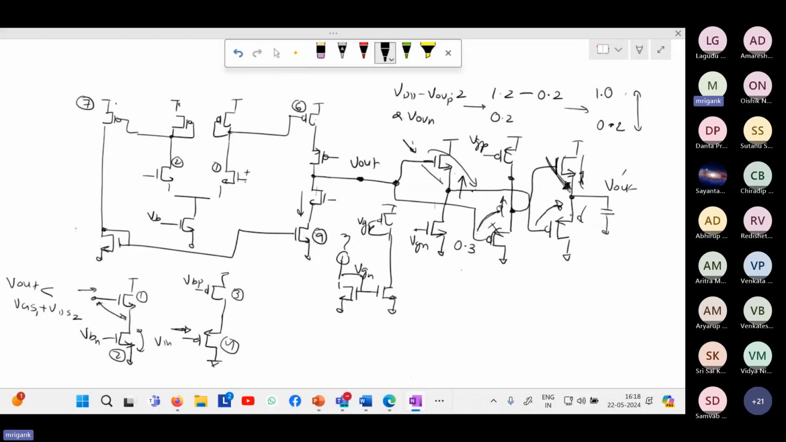So if the VGS drop of the NMOS is getting cancelled by the VGS of the PMOS, likewise, the VSG drop of the PMOS in the common drain is getting cancelled by the VGS of the NMOS. And then the final output is coming. This can be used to get a relatively good swing and, at the same time, low output impedance.